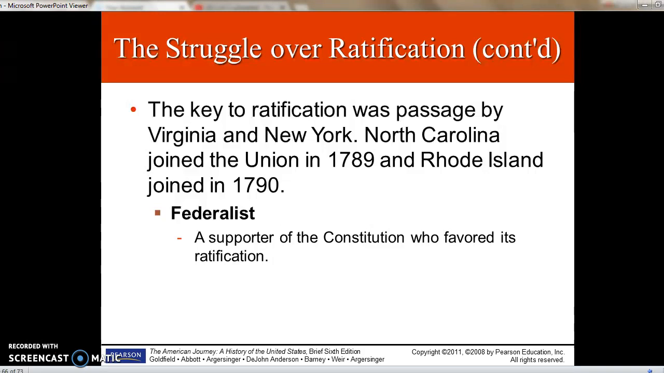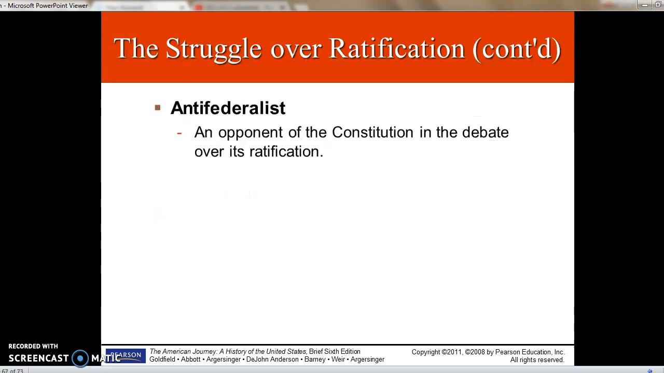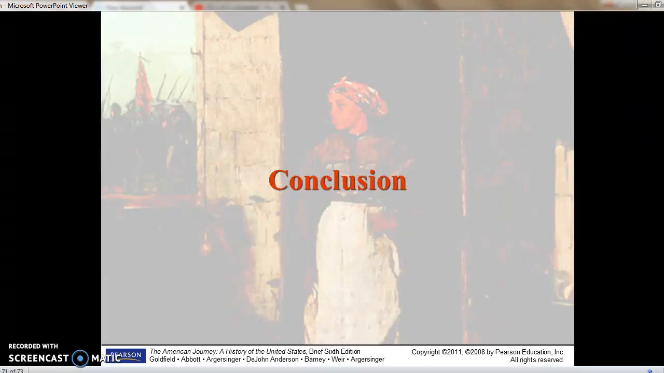Key to ratification was the passage and the signing by Virginia and New York, which were the two biggest states, which gave it our 9 votes to make it a 2/3 majority, which gives it to where it needs to be. But then North Carolina in 1789 and Rhode Island in 1790. And that's it for 183 through 195.